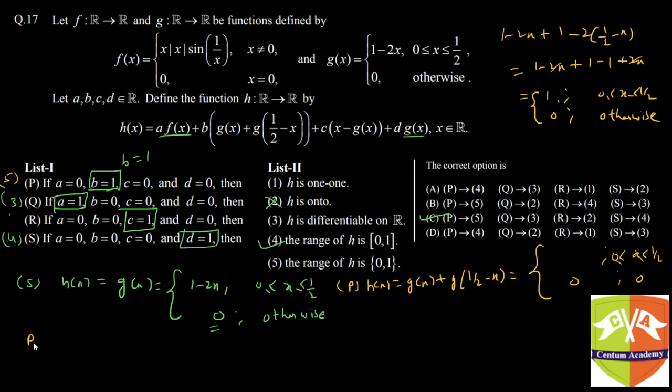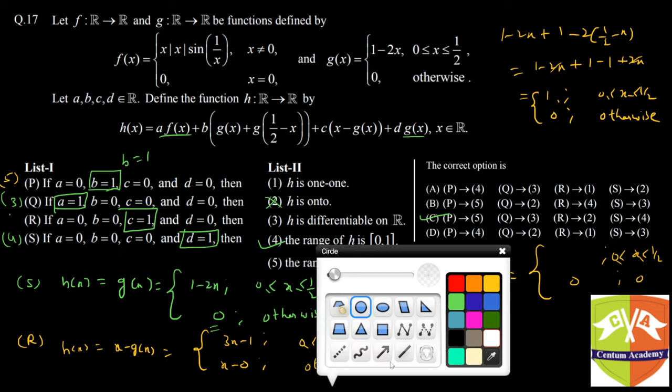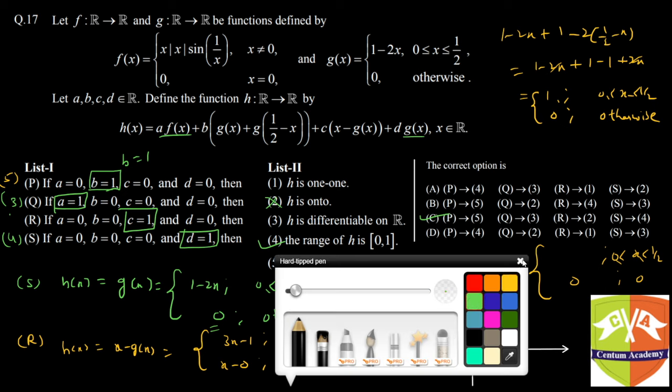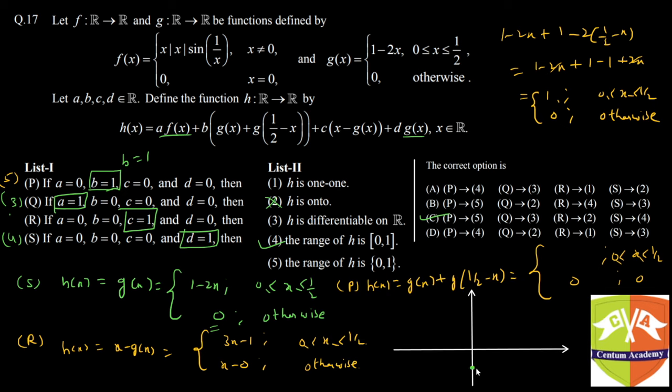Finally, if you solve number r, here only c is 1, rest are 0. So what is c? x minus g(x). So my h of x will become x minus g(x), which will be x minus (1 minus 2x), that is 3x minus 1, whenever x lies between 0 and half, and this will be x minus 0 whenever otherwise. Alright, so if you plot this graph, let us first plot the graph between 0 and half, and find the value at these endpoints. f of 0 will be minus 1, and f of half will be 3 by 2 minus 1, that is half.